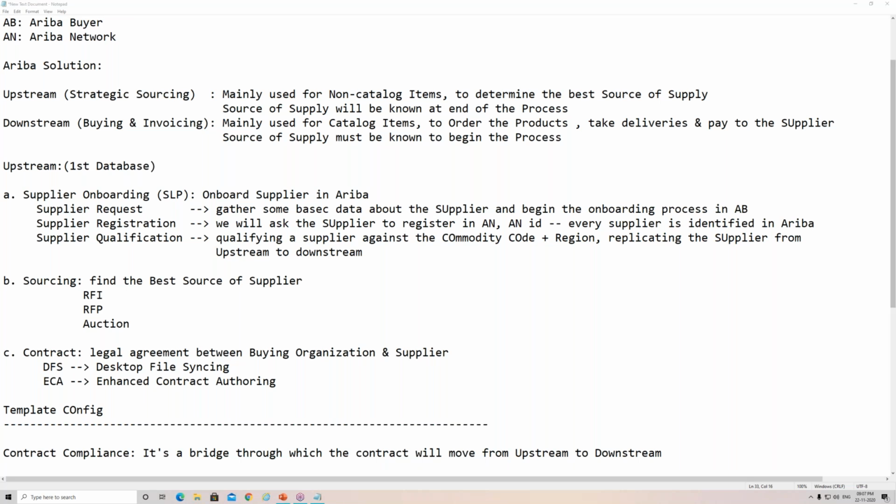It's basically a hybrid architecture which they are following everywhere. Similarly for SuccessFactors also, they are following a hybrid architecture with HR. But you look at Ariba over there. Ariba basically is going to be replacing the SRM.